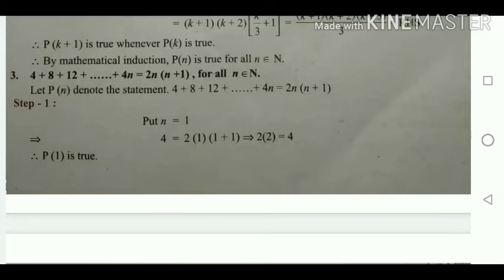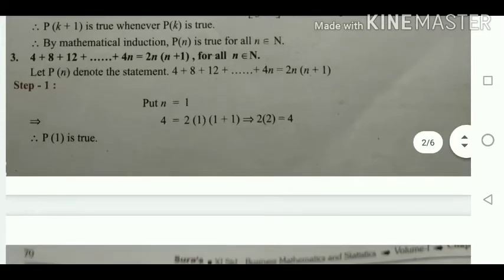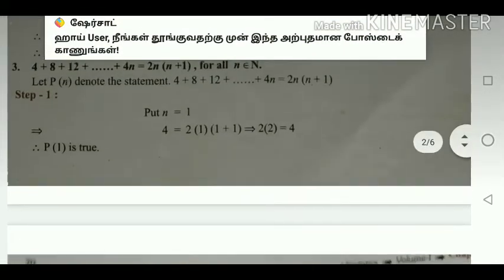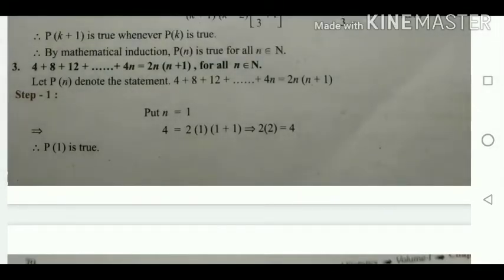Okay, the next question: 4 + 8 + 12 + ... + 4n equals 2n(n+1) for all n belonging to the natural numbers. Let P(n) denote the statement 4 + 8 + 12 + ... + 4n = 2n(n+1). Put n equal to 1. We get 4 on the left-hand side. Right-hand side: 2·1·(1+1) = 2·2 = 4. Both LHS and RHS are equal. Therefore, P(1) is true.